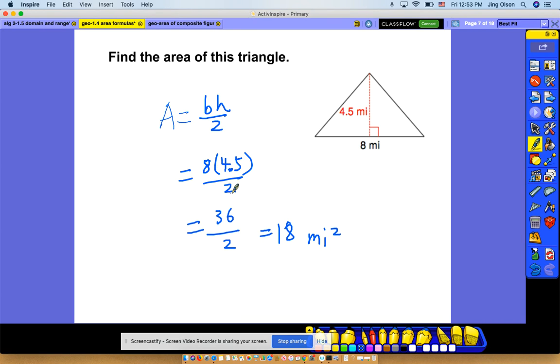Okay, you can do 8 divided by 2, you get 4. 4 times 4.5 is 18. So either way, the answer is 18 miles squared.